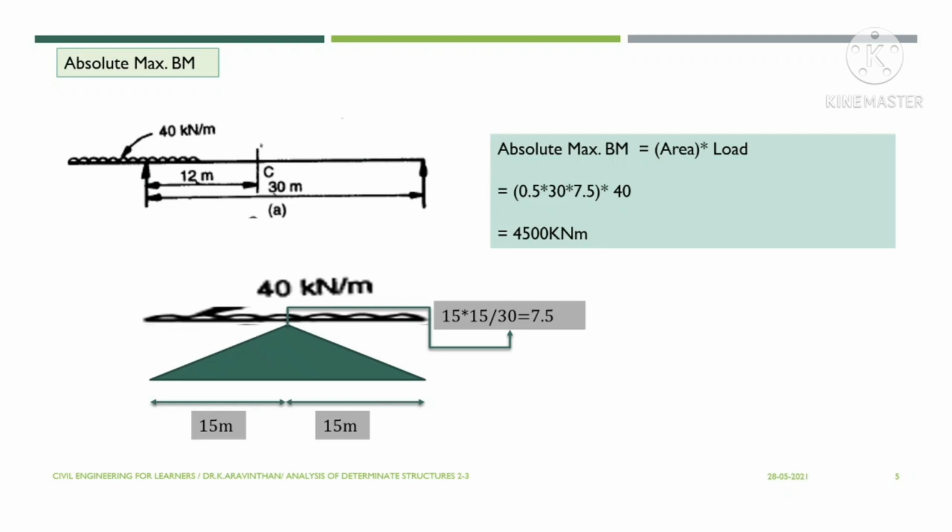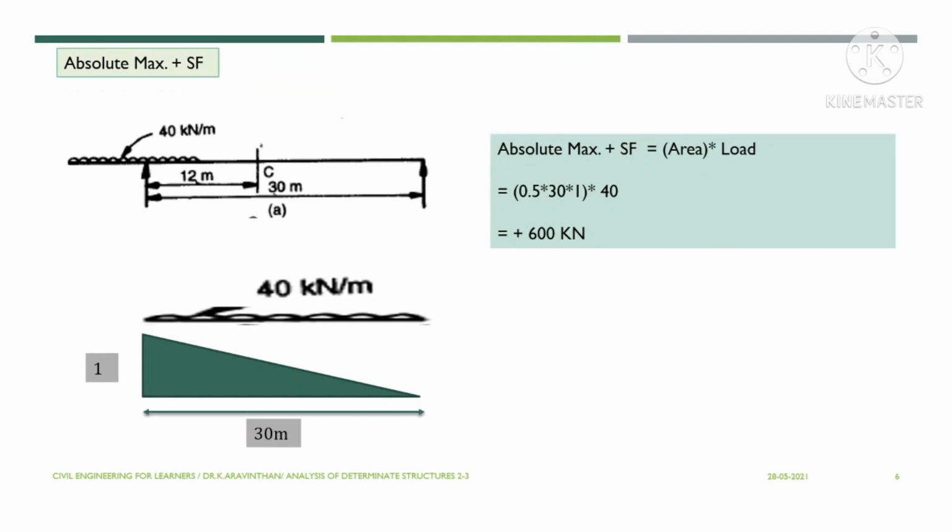So this is the ultimate case, that is the absolute case. The bending moment cannot go beyond this value. So this is the advantage of finding the absolute maximum bending moment. And if you need the absolute maximum shear force, the shear force you have found is at C. You placed the load at the left hand side part and got the negative shear force, and when placing the UDL at the right hand side of point C, you found the positive shear force.